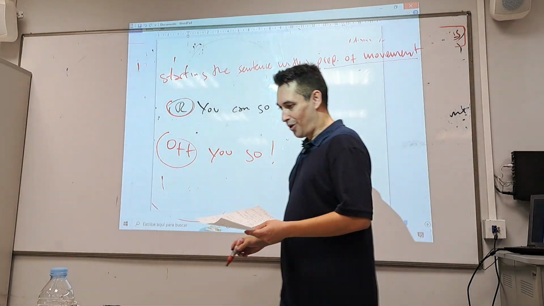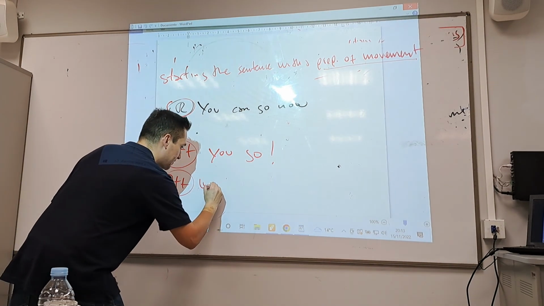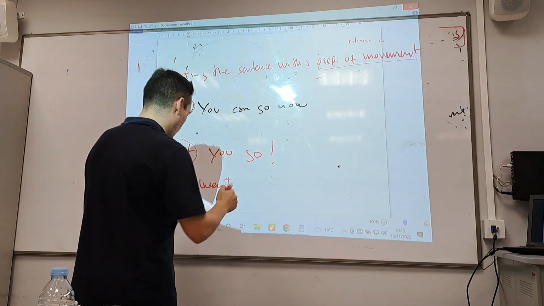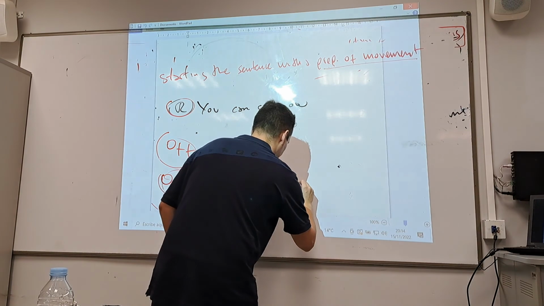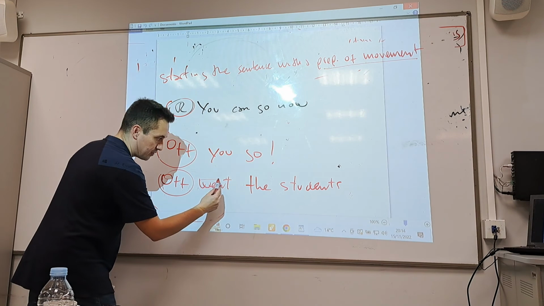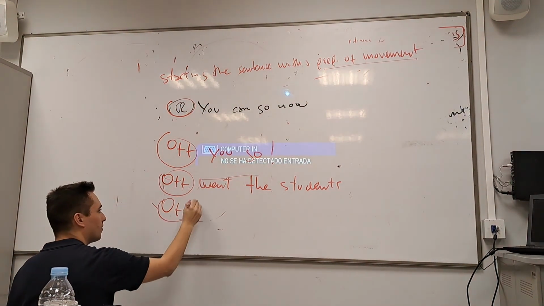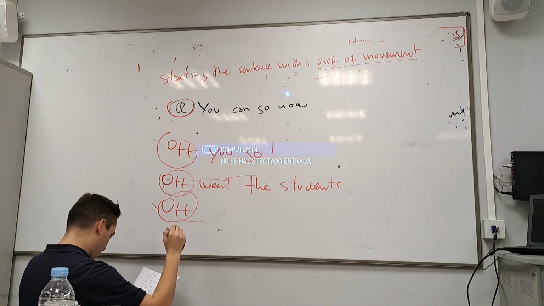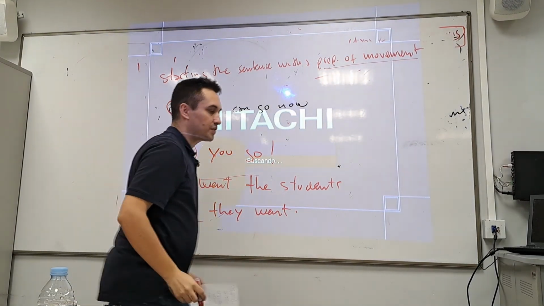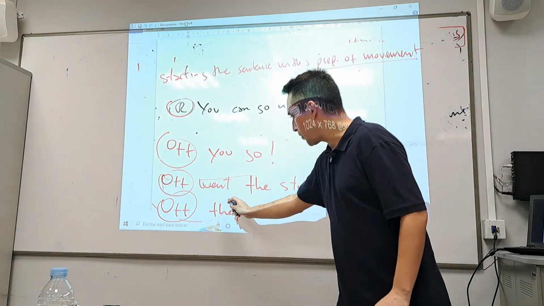Off you go. Off went the students, I can also say. There is a little bit of inversion here, a change in word order. Off went the students. Off they went. And there is no inversion here. Off they went. So if I use a pronoun, this is a pronoun, yeah?